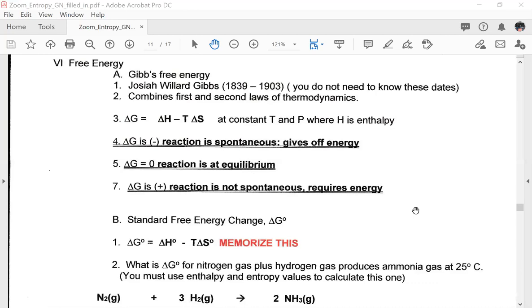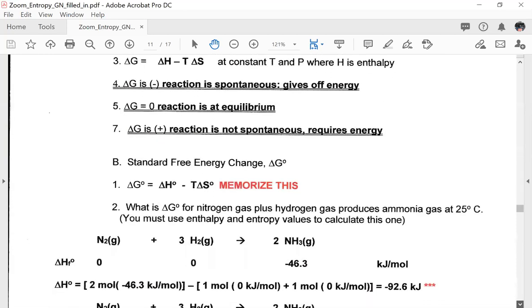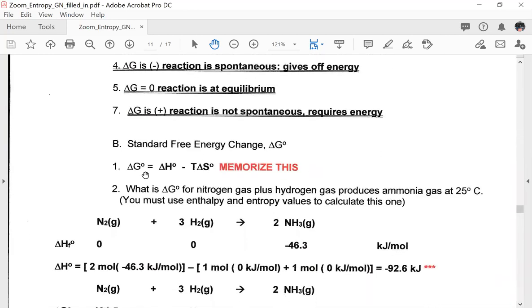So let's look at the standard state. This is again when we have our standard state situation. So it's delta G at the standard state equals delta H at the standard state minus T delta S at the standard state. So memorize this. So now we have a question. We're asked to find the delta G for the reaction of nitrogen gas plus hydrogen gas produces ammonia gas at 25 degrees C. In this case, you're going to have to go the long way, and you first have to calculate the enthalpy, put it in here, the entropy, put it in here, and then the temperature to change to Kelvin. Let's just do this step by step.